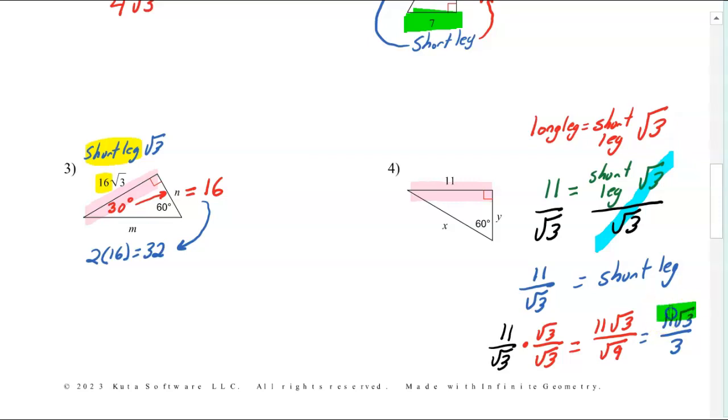So the number that I'm highlighting in green represents the short leg. So in my diagram, the value of y is 11 square root of 3 over 3. And to get the hypotenuse, we're going to double the short leg. So when you double 11, you get 22 square root of 3 over 3.